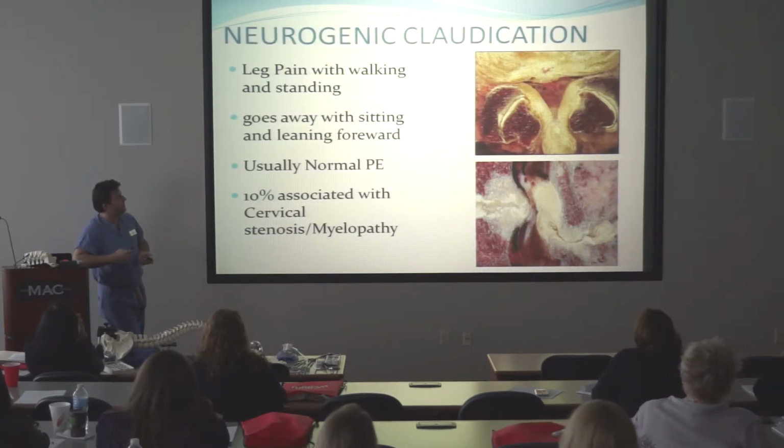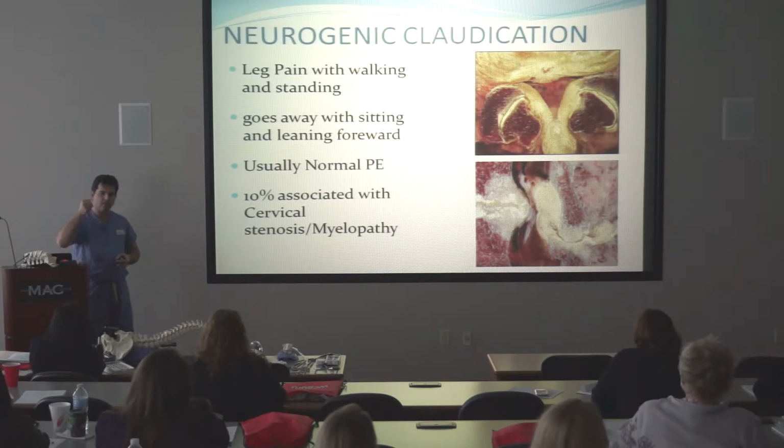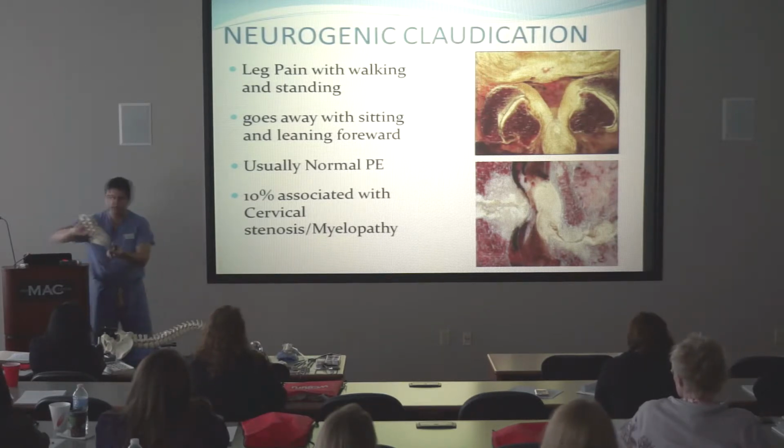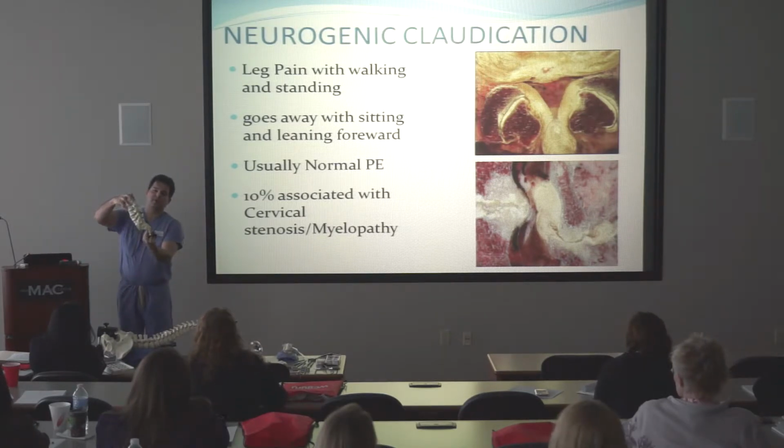Neurogenic claudication, what does that mean if you hear that term? What that means is when patients are standing or walking, when they're weight bearing, the canal where the nerves are actually gets a little bit smaller. When they sit down, they flex forward, as you can see in this model. The bones tend to spread out a little more, so they get more room where the nerve roots are, and then their symptoms go away when they sit down.